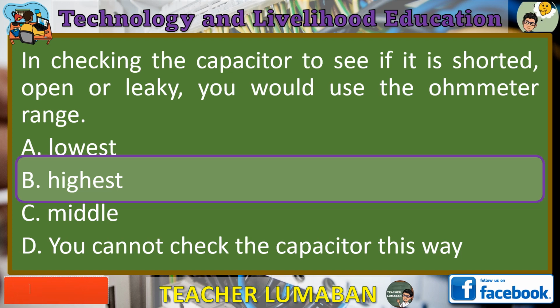Connect the leads. Take the probes of the ohmmeter and connect them to the terminals of the capacitor. It doesn't matter which probe is connected to which terminal.